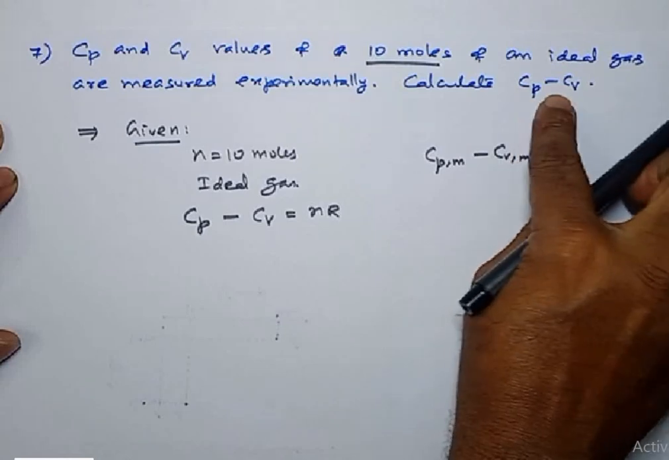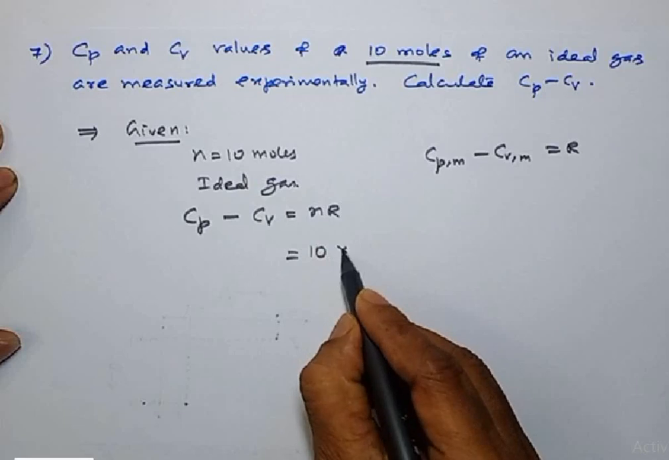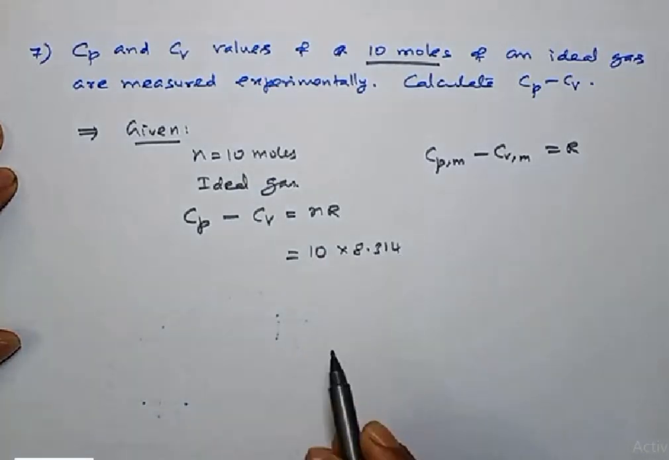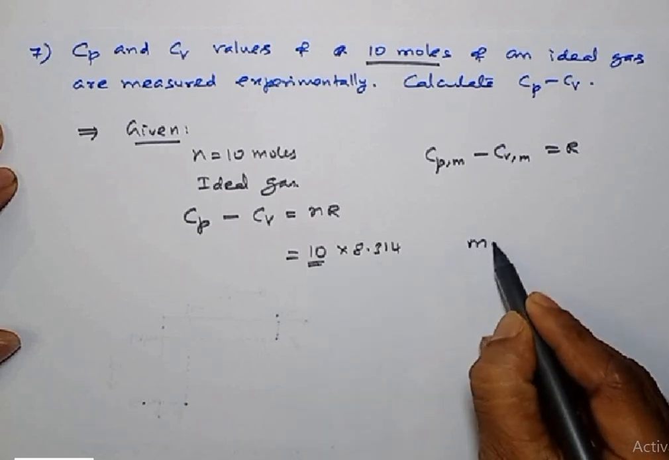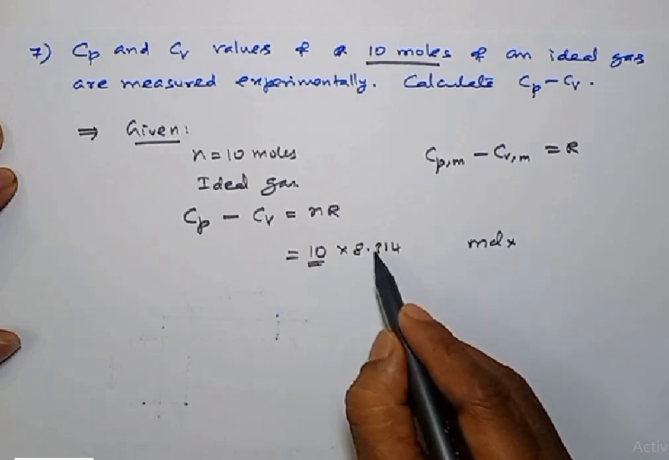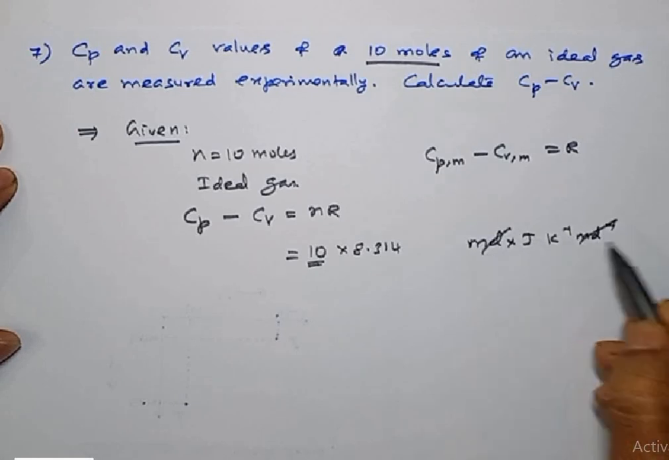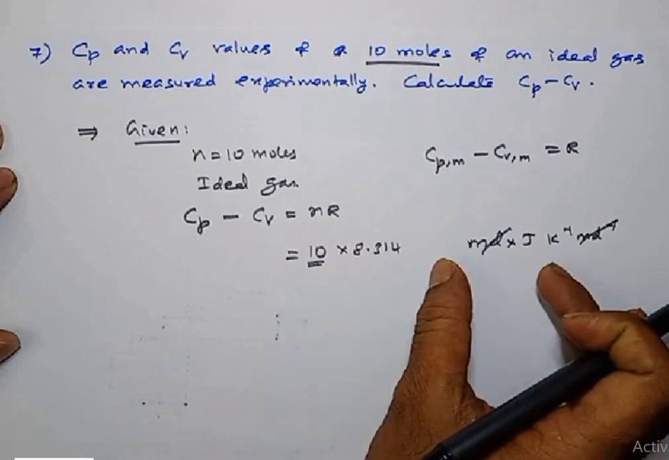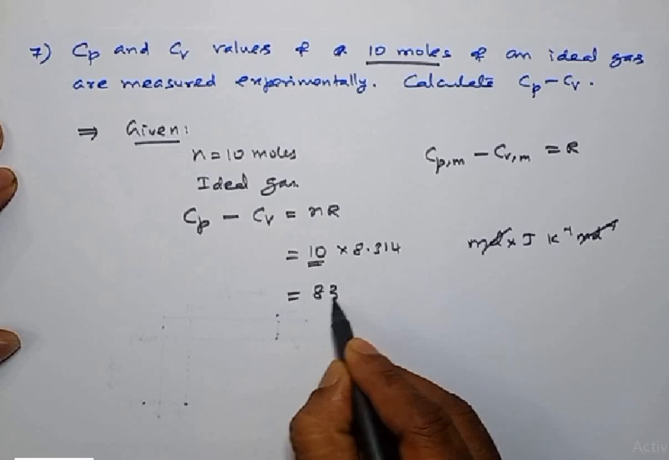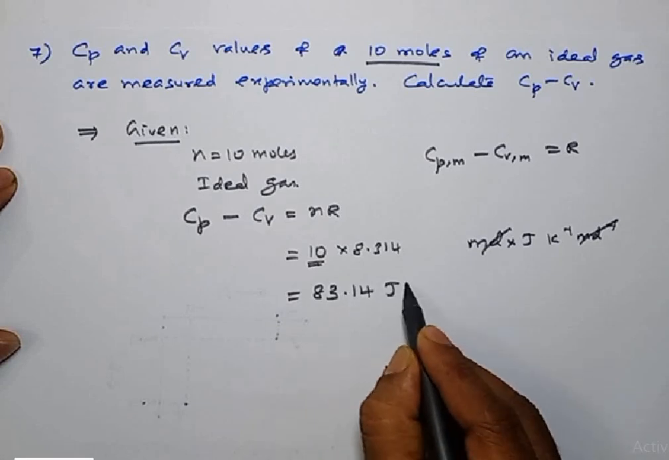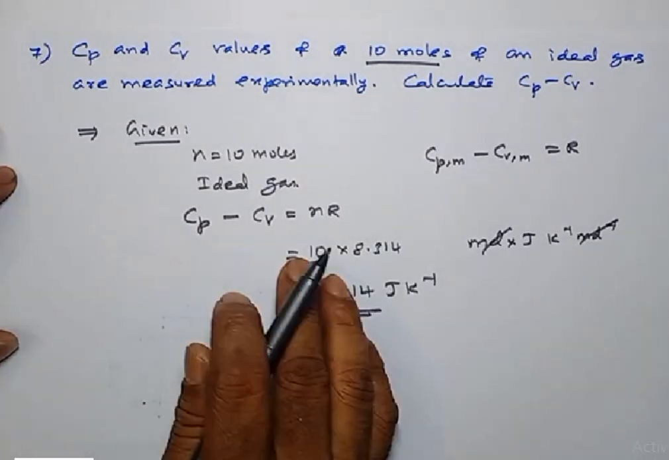Since in the question they are asking Cp minus Cv, Cp minus Cv is equal to number of moles, which is 10, times the R value, 8.314. Sorry, this is number of moles. So the mole unit, and the gas constant unit is joule per Kelvin per mole. So mole per mole cancel, and the final answer is in joule per Kelvin. If you multiply by 10, I'll get 83.14 joule per Kelvin. Yes, this is the answer for Cp minus Cv.